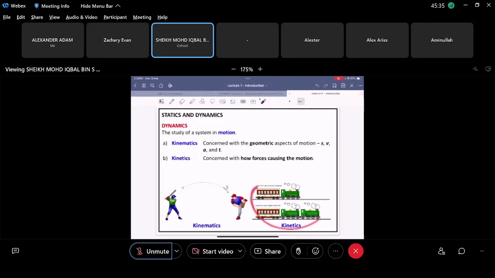So for kinetics, we concern ourselves with forces, right? But for kinematics, we don't concern ourselves with forces. We just want to know the velocity, the displacement, the acceleration, and time, at a specific time, specific acceleration, specific velocity, and specific displacement, right? But for kinetics, we want to check what happens to the system when we add forces into it. What happens when we increase the force? What happens when we decrease the force, right? That is all kinetics, right?